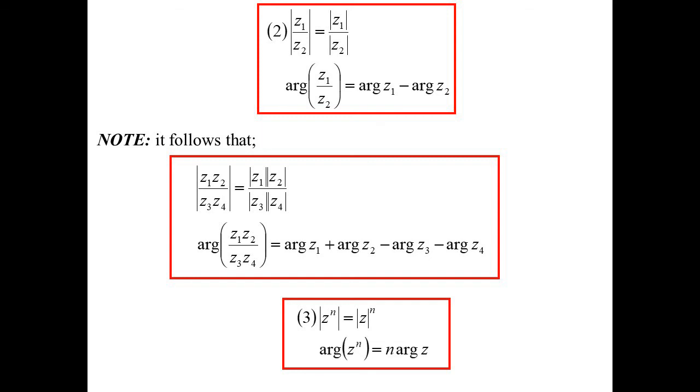But what will happen with the arguments, we're going to add each time. So it would be the argument of z plus the argument of z plus the argument of z, and so on and so on. I'll end up with n lots of arg z. Notice again, very similar to our log laws. Power, bring it out the front.